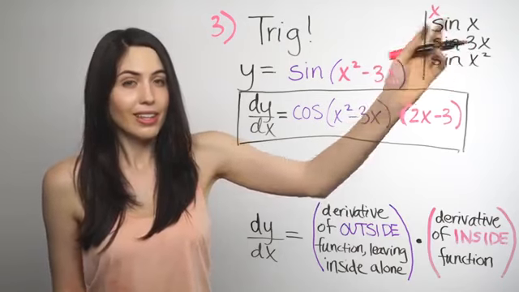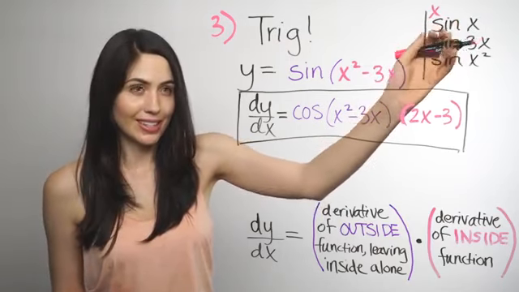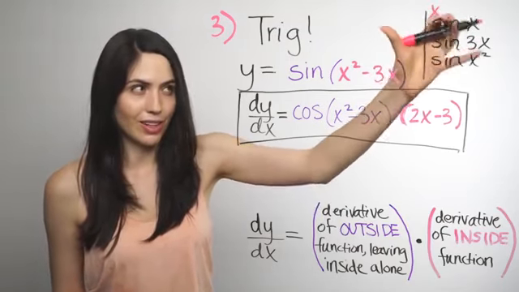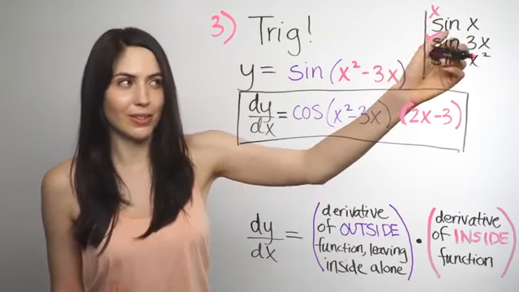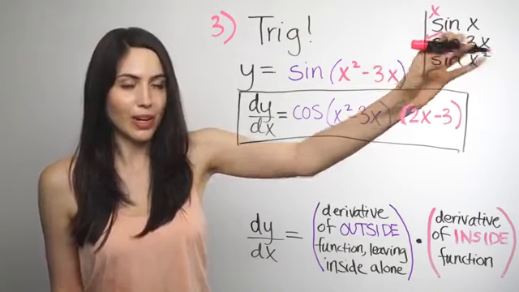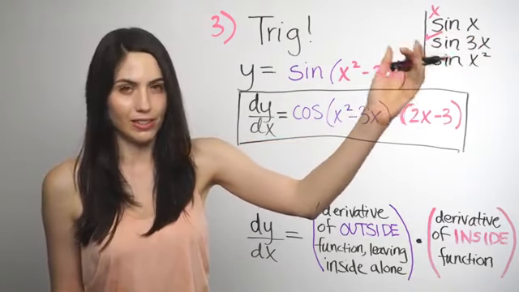Sine of 3x? Yes, because this 3x is the inside function within the larger sine function. And what about sine of x squared? Yes, again, the x squared is inside the sine function, so you'll need the chain rule.